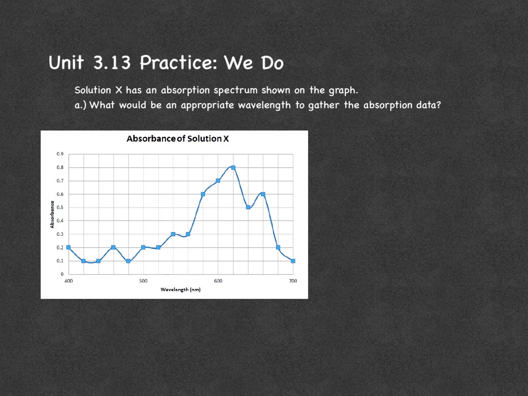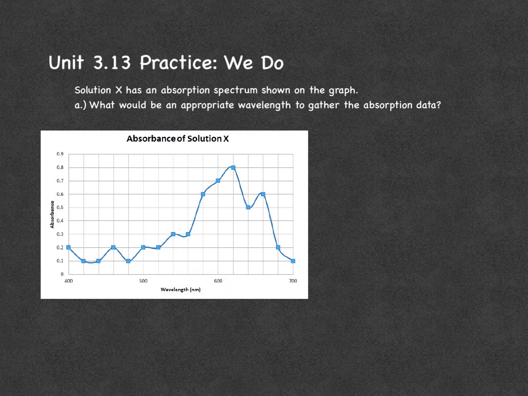So typically when given the absorption spectrum for a particular substance, we're looking for the highest peak, or the peak that is closest to 1. And in this case, our highest peak is right here. So when we drop this down, it's right on this line, and our x-axis is our wavelength in nanometers.